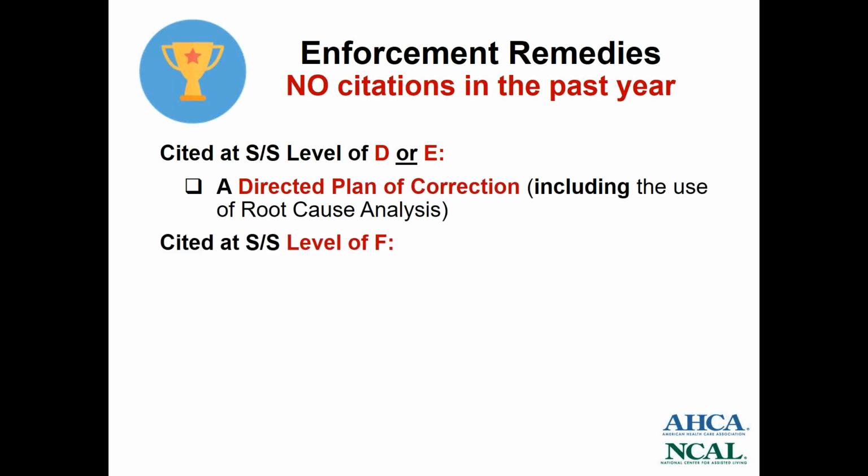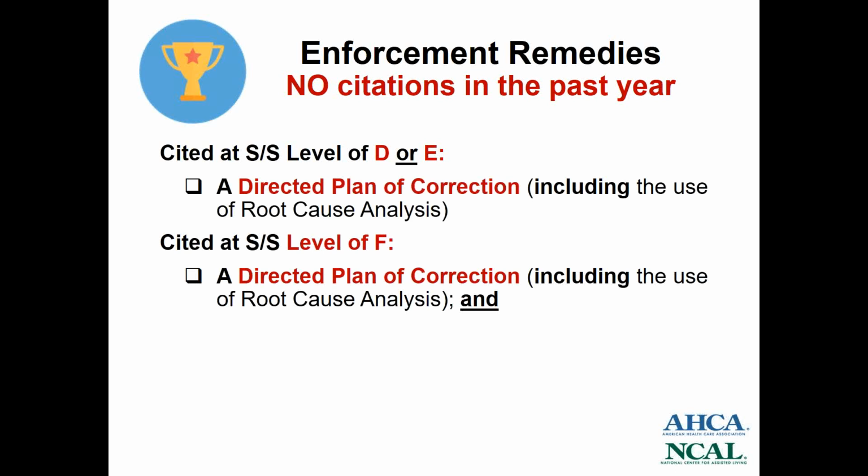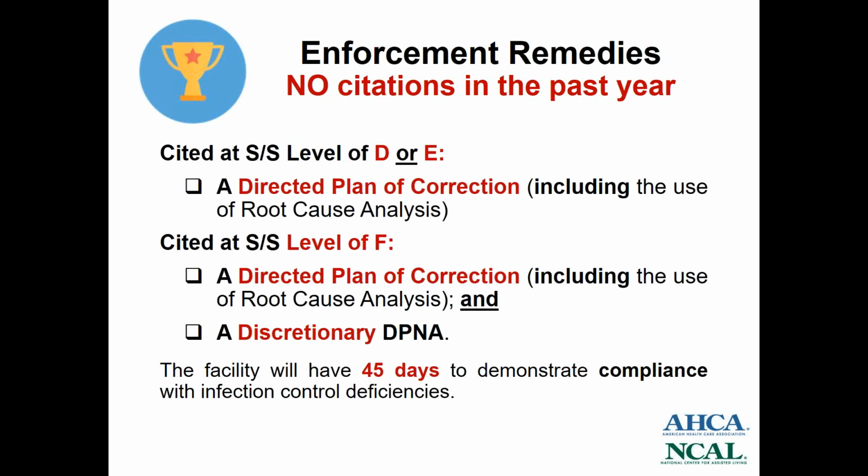So if you are cited at an F level, you'll have that directed plan of correction, and in addition to that, there is a discretionary DPNA, or denial of payment on new admissions, that CMS can impose. With all of this, the facility is going to have 45 days to demonstrate compliance with these infection control deficiencies.